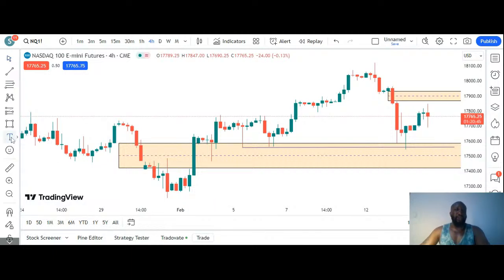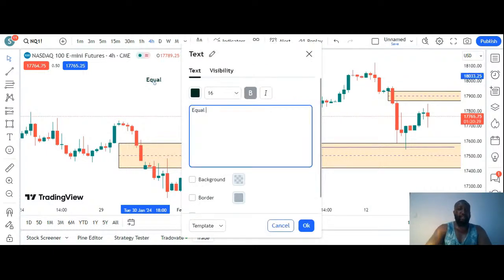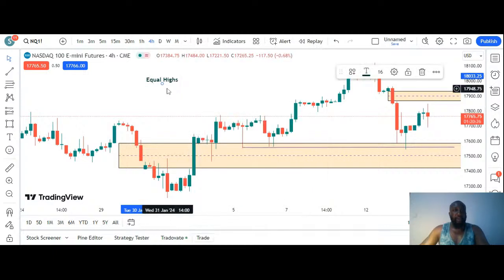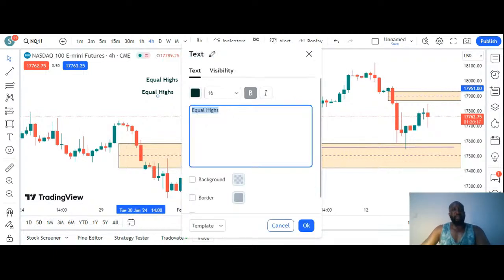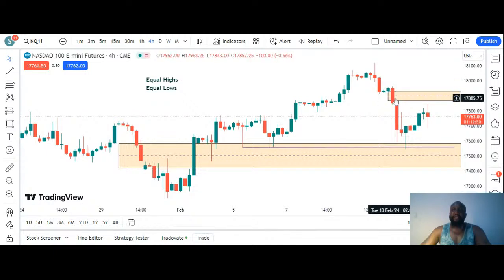Those are your equal highs and your equal lows, your points of resistance, your points of support. Price always goes for these types of arrays. It always aims for your fair value gaps. So it always aims for your liquidity, or it always aims for inefficiency. So what is inefficiency? Your inefficiency is your fair value gap. Your fair value gap is an inefficiency.